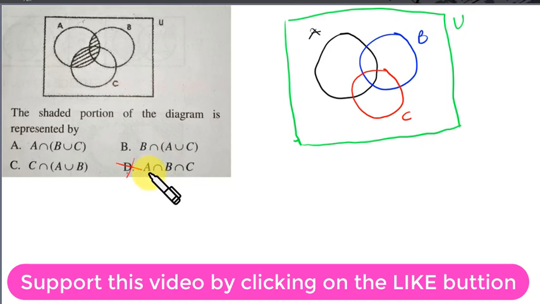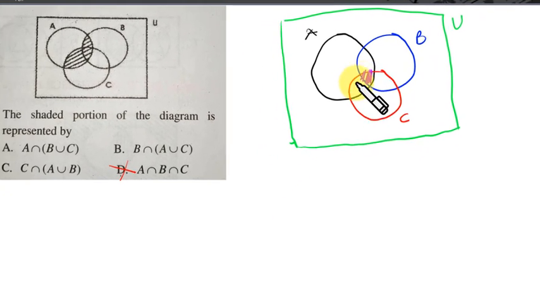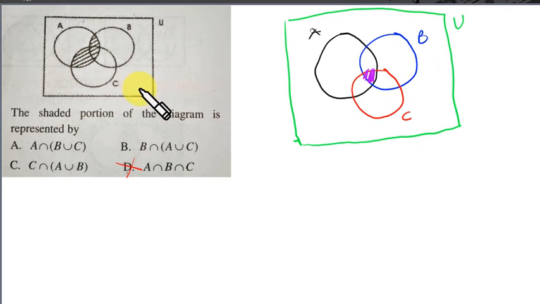Now the last one here, A intersection B intersection C, that is where all the three sets intersect, and where all the three sets intersect is this region. That is where they meet. But if you look at what we have here, the region is different, so that makes the option D not even the correct answer. It's not part of it. So we have to look at the A, B, and C.